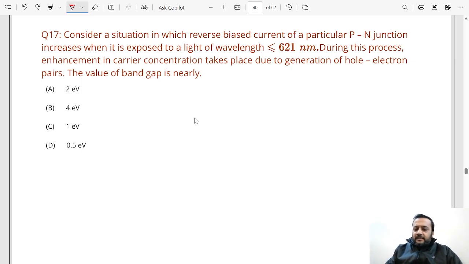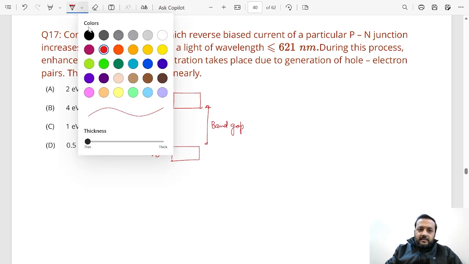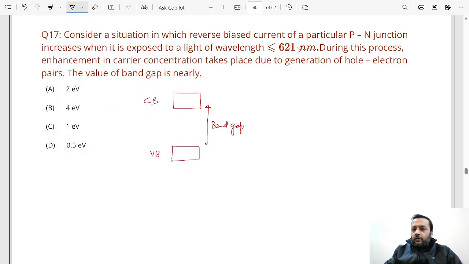Suppose this is a semiconductor. You know that in a semiconductor, this is the conduction band, and here is the valence band. The energy difference between these two is called the band gap, between the conduction and valence band. Now, they are saying that if you throw light of wavelength 621 or less, then an electron-hole pair gets formed. That means electrons from here are able to jump to the conduction band.